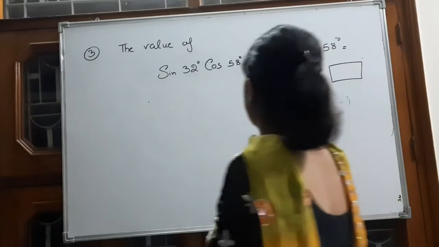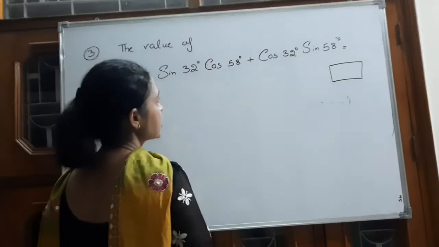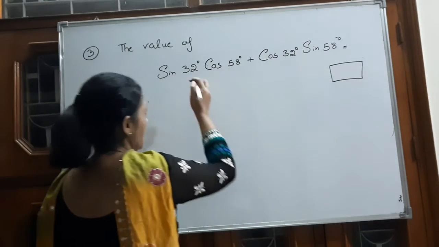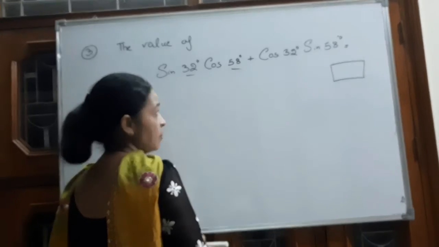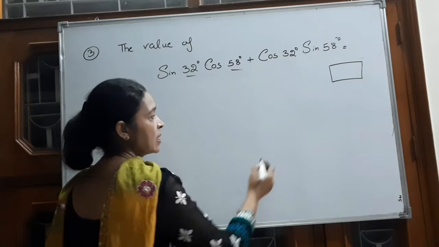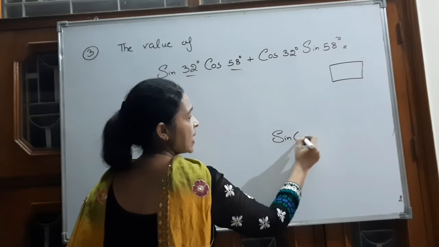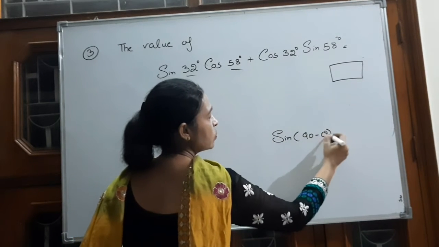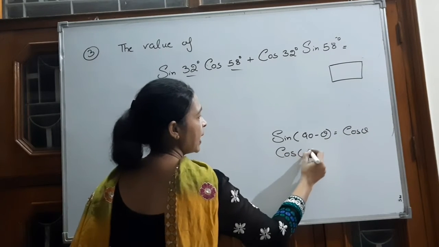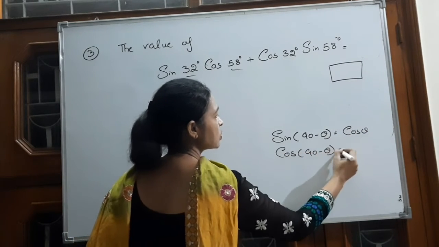Find the value of sin 32 degrees cos 58 degrees plus cos 32 degrees sin 58 degrees. As per our table, we don't know the values of 32 degrees or 58 degrees, but we know sin of 90 minus theta equals cos theta, and cos of 90 minus theta equals sin theta.